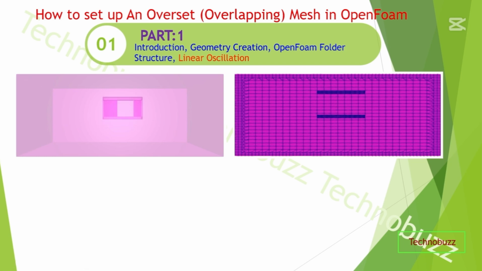So finally, in this first part, I tried to explain the procedure to set up overset meshing in OpenFoam 2406, the ESI version. In the second part, I will show the procedure to set up rotation of the object.